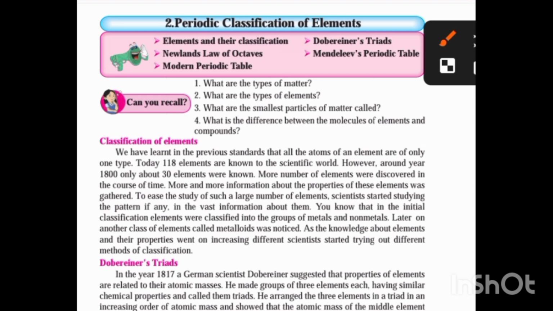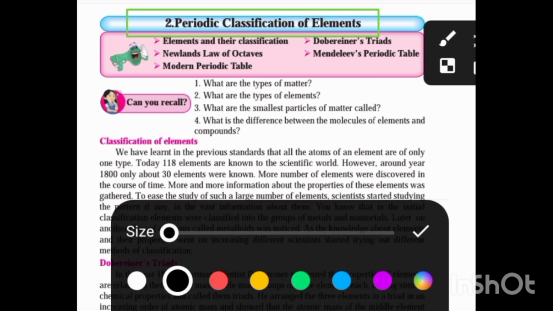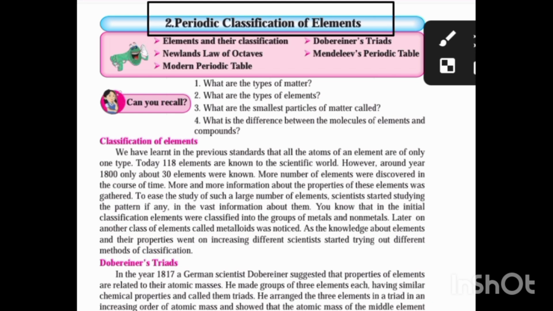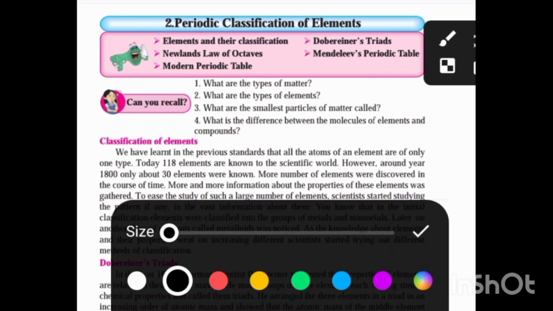Today I'm going to start lesson number 2 of Science 1, Standard 10, that is Periodic Classification of the Elements. It's basically a descriptive lesson, and you don't need to solve any mathematical equation in this. It is a scoring lesson from which you can get maximum marks. A very easy and scoring lesson.